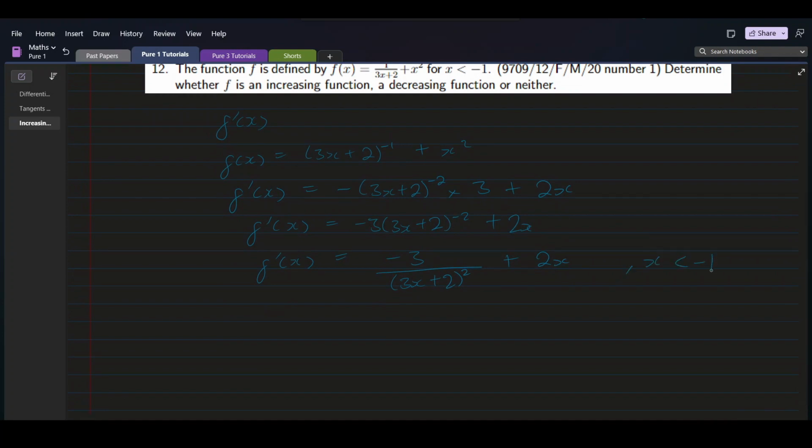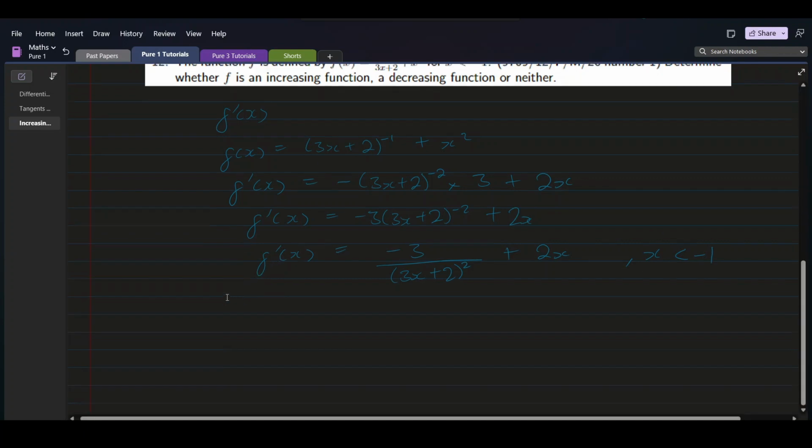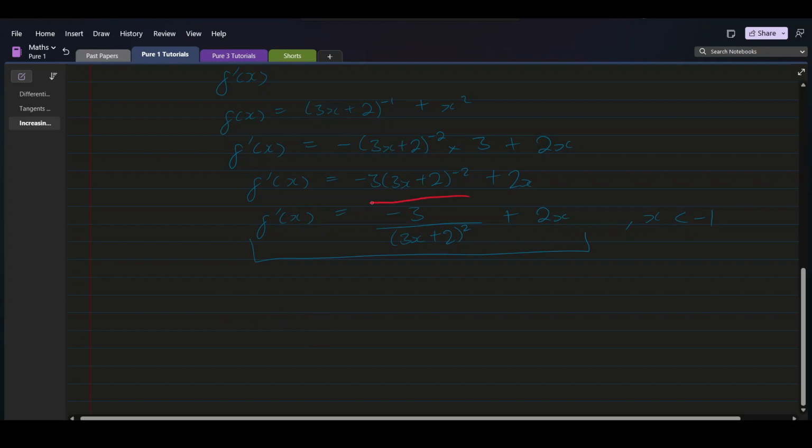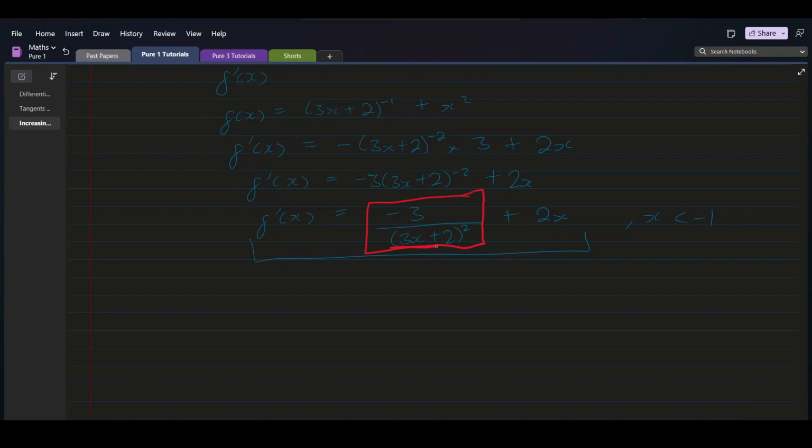This is going to be very crucial: x is less than negative 1. Now that we have our gradient function, we need to check whether it will always be positive or negative or neither. If we look at the first part, what you notice is that our denominator is squared. So for all values of x, the first term will always be negative because of the negative sign in the numerator. Since the denominator is squared, it will always be positive, and since there's a negative sign in the numerator, the overall fraction will be negative.